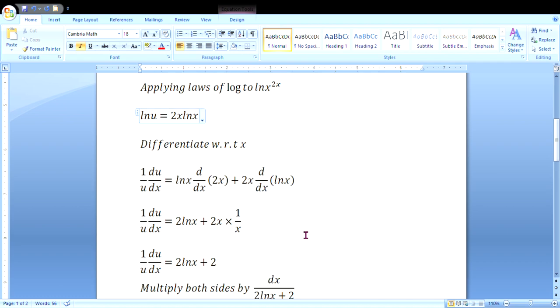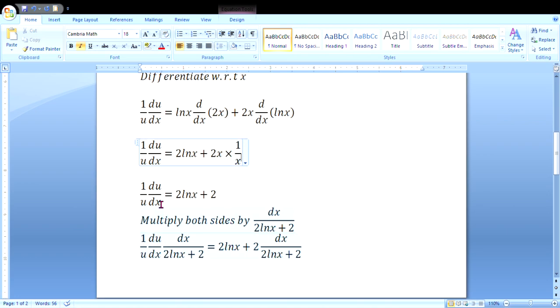If that is done, we get 1 over u times du dx is equal to, if we differentiate 2x, it becomes 2 multiplied by ln x, so 2 ln x, plus, if we differentiate ln x, it is 1 over x times 2x. The x cancels with the x, and this becomes 1 over u du dx is equal to 2 ln x plus 2.